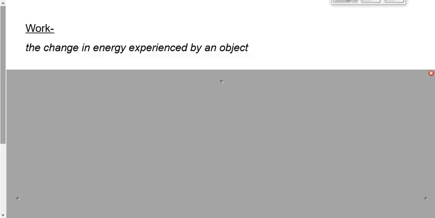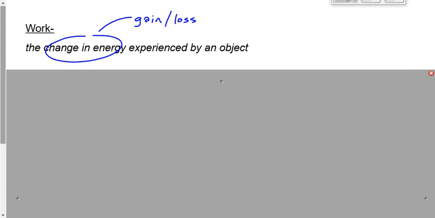Let's do some work today. Work is related to energy in the sense that it's defined as the change in energy experienced by an object, the gain or the loss of energy experienced by an object.